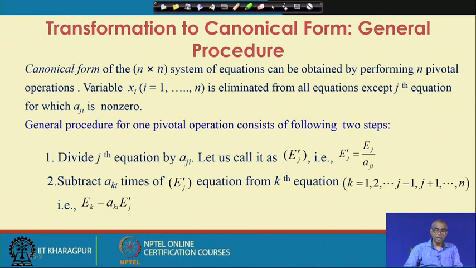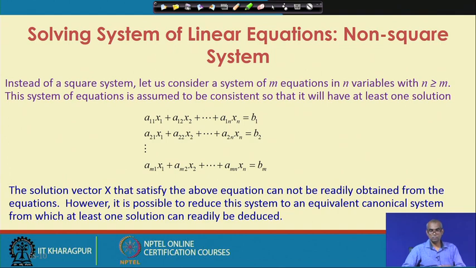Now, subtract a k i times the E j prime equation from the kth equation, that is E k minus a k i E j prime. So, by this you can convert the system of linear equations to its canonical form. That was about square system.